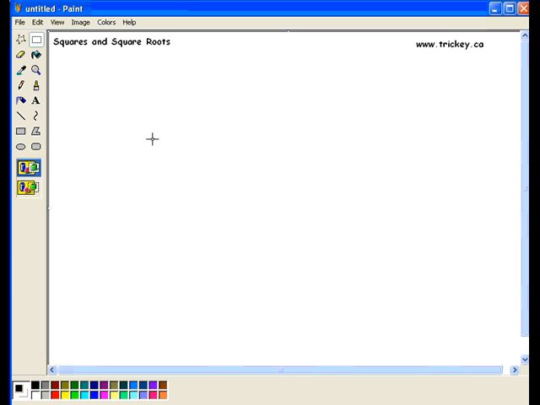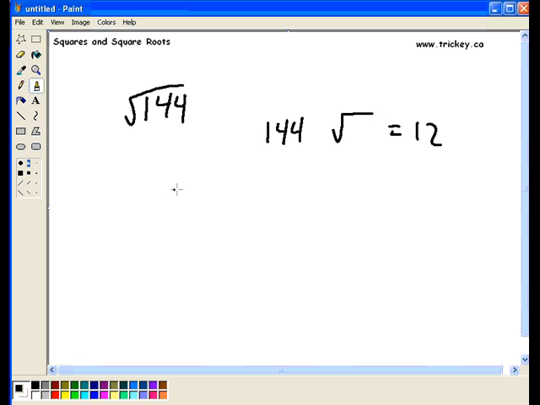The square root of 144 would be, punch it in your calculator. If you punch in 144 and then hit the square root button, you will get 12. So we know that 12 times 12 equals 144.